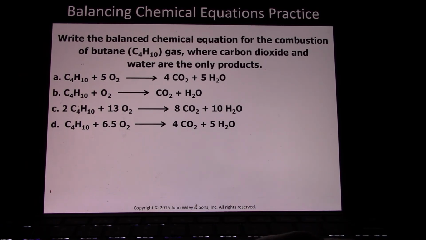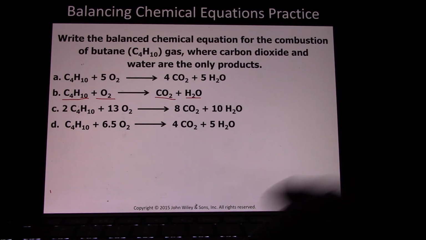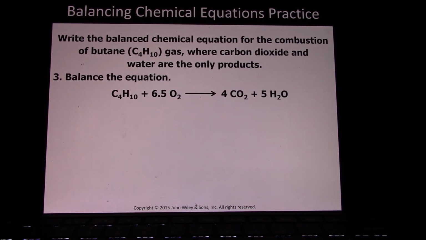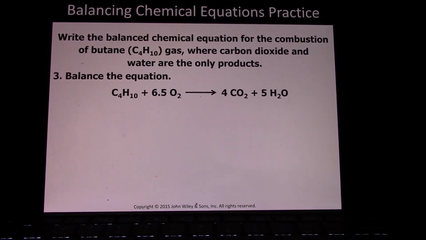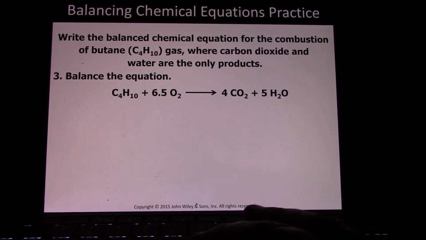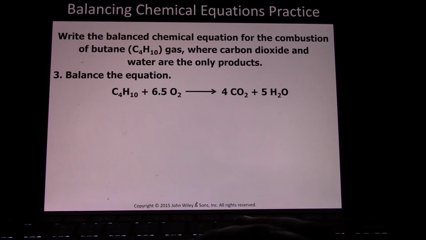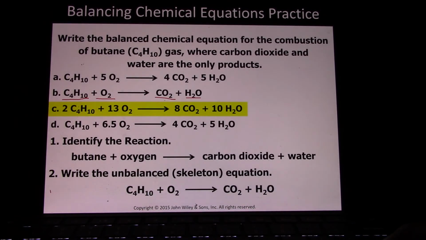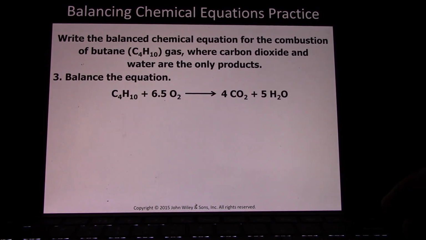C4H10 reacts with oxygen to form carbon dioxide and water. That's the skeleton equation. To balance it, I have 4 carbons on the left. I need 4 carbons on the right. And now I notice I have 10 hydrogens on the left, so I put a 5 over here. I have 10 hydrogens on the right. And that gives me, before they put the 6.5 there, if I go back to the skeleton, I have 2 oxygens on the left, and now with the 4 and the 5, I have 13.